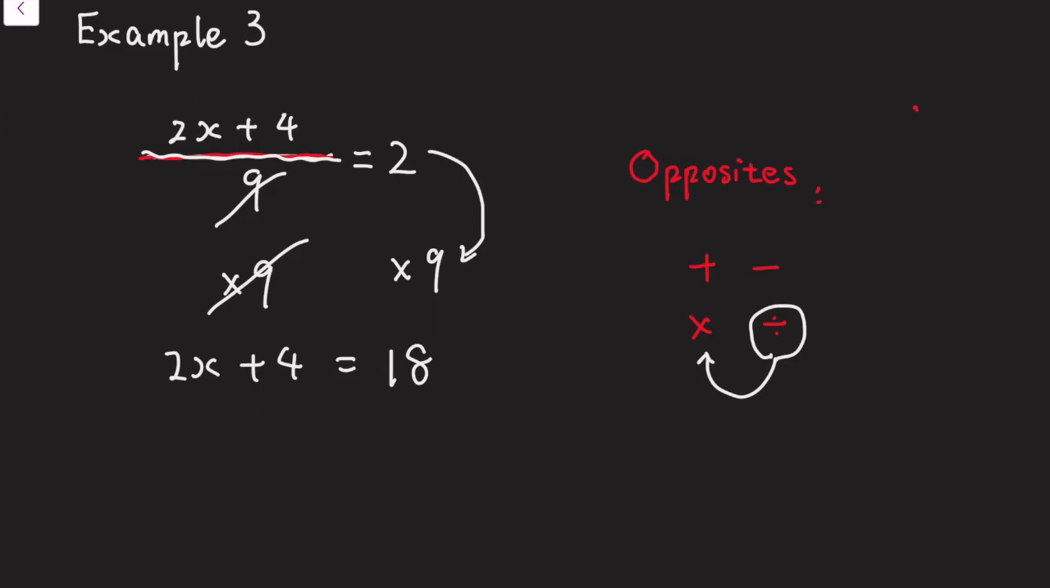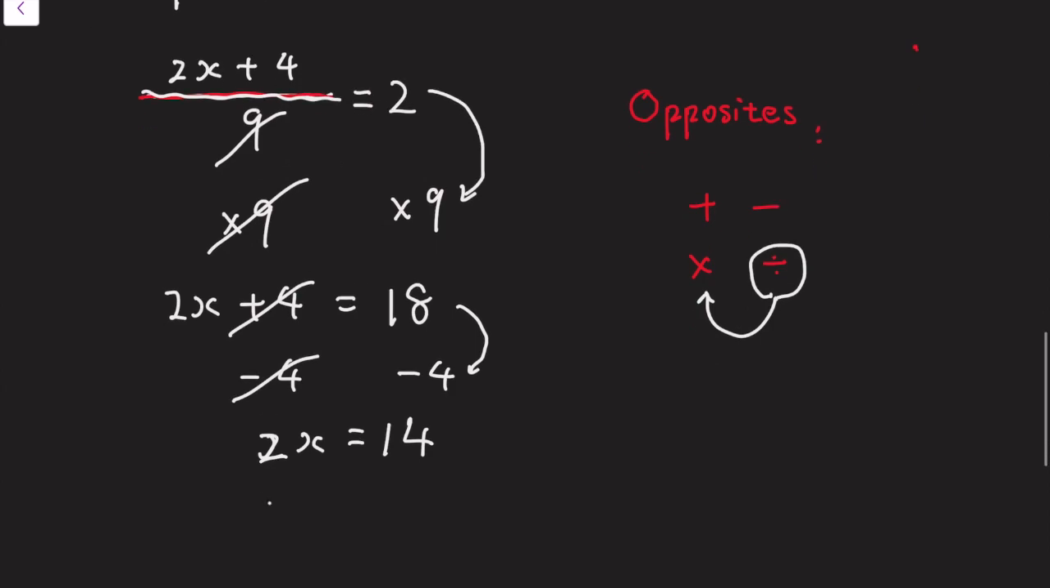Now it looks like one of the examples I did earlier. I have to subtract 4 on both sides of the equation. Here it cancels, and I am left with the 2x. On the right-hand side, 18 take away 4 is 14. And then I need to divide both sides by 2. Then the final answer is 7.